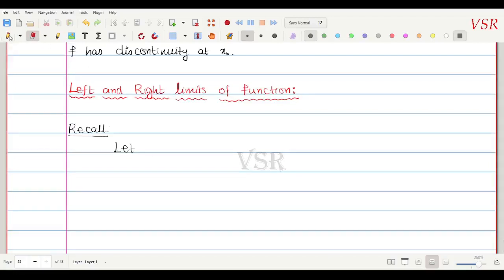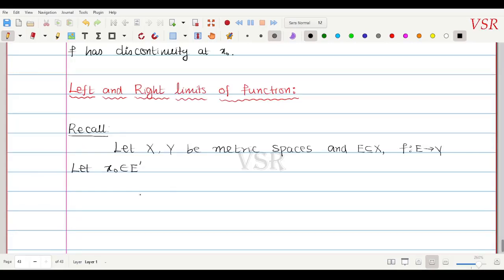Let X, Y be metric spaces, and E be a subset of X. And f is a function from E to Y. Let x naught belong to E dash, that is, x naught is a limit point of E. And q belongs to Y.